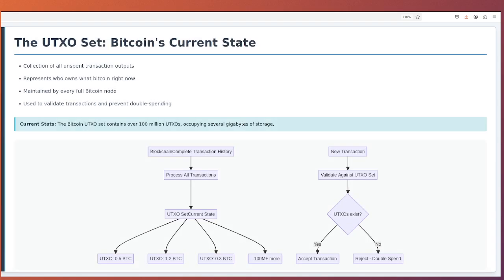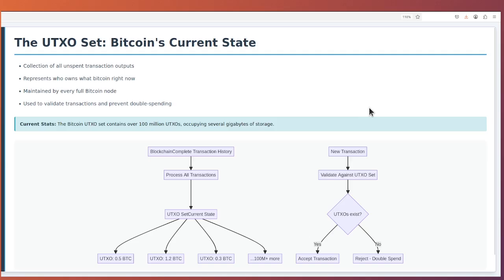UTXO set. Bitcoin's state. At any given moment in time, Bitcoin has what we call the UTXO set, which is the complete collection of all unspent transaction outputs. This UTXO set represents Bitcoin's current state. It is the answer to the question, who owns what Bitcoin right now? Every full Bitcoin node maintains this UTXO set in memory or on disk for quick access.